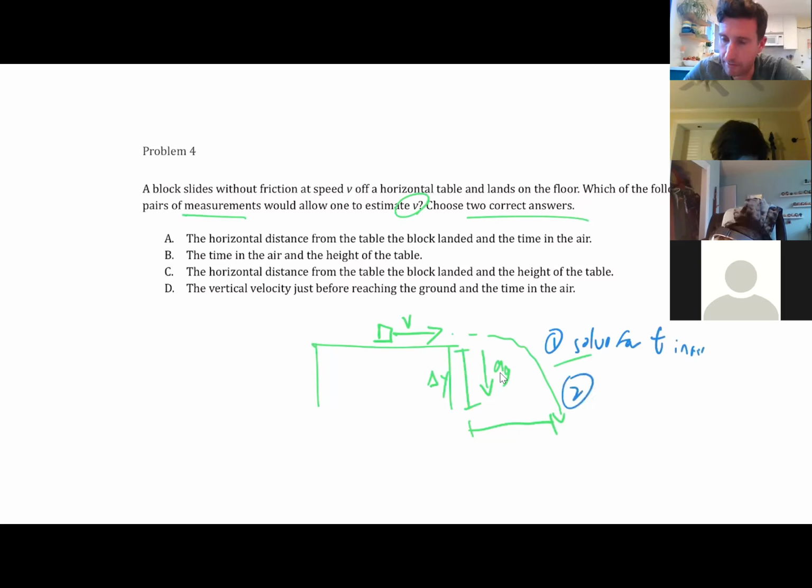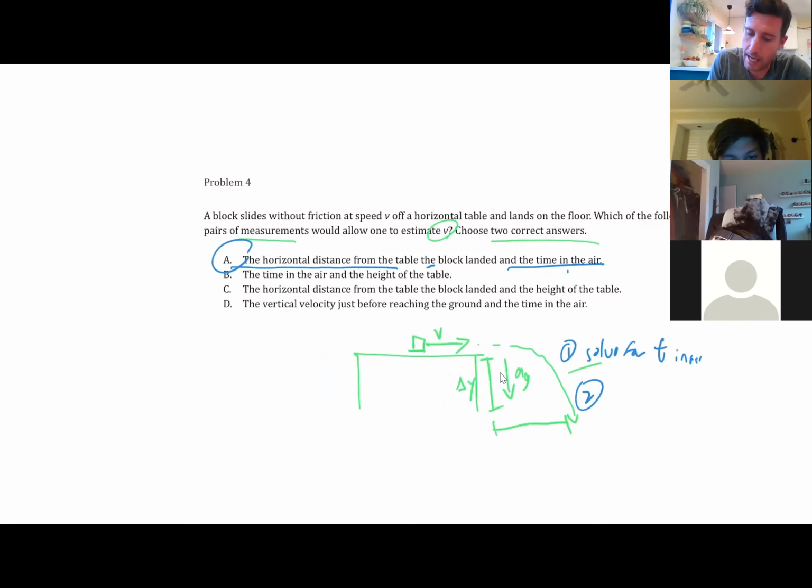Number 2, I can figure out the vertical or the horizontal part. So the horizontal distance from the table and the time in the air. That would work, right? So A would be viable. I have a vertical and a horizontal component. The time in the air and the height of the table. Those are both controlled vertically. So that one's a no-go because those both control vertically.